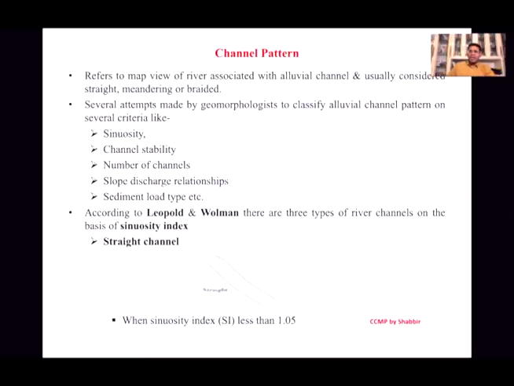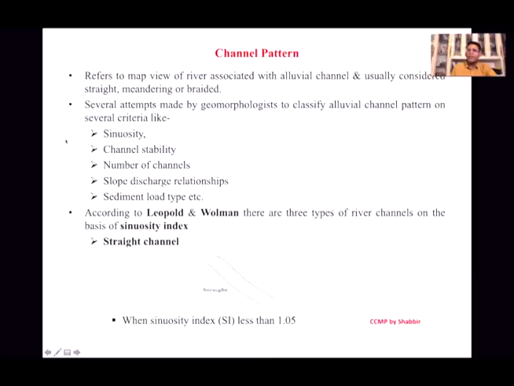Now, channel pattern is again associated with alluvial channels alone. As you can see, alluvial channels here. Alluvial channels which have sediments, which have depositions. These are the ones that can again be reclassified on the basis of some other parameters. And rather than knowing everything here, I would like you to know this one concept, the concept of sinuosity.